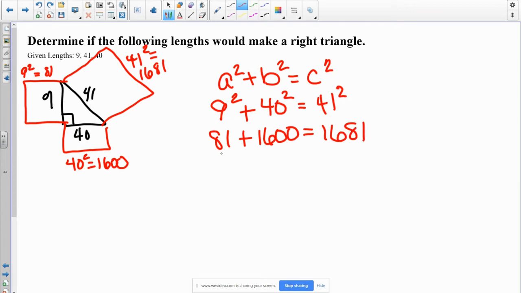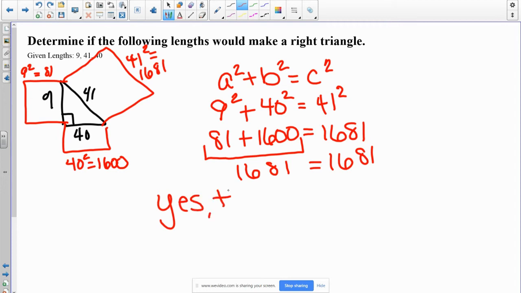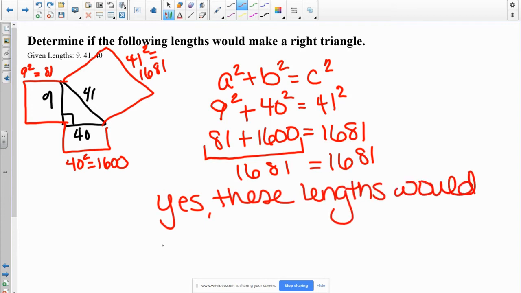So now I'm just going to do the algebraic math here. I'm going to take 81 and add that to 1600, which is 1681. And that does equal what c squared equaled, which was 1681. So I can guarantee or say, yes, these lengths would make a right triangle.